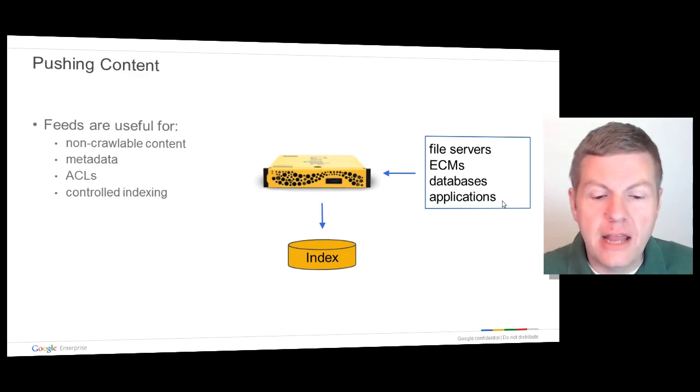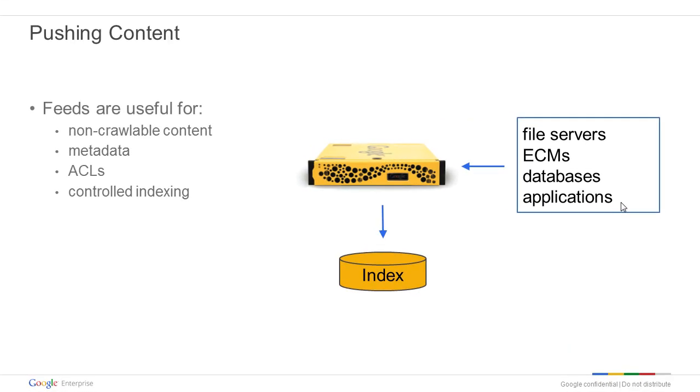If the GSA can't crawl your content, you can bring that content to the GSA using feeds. There are many common cases for feeds. Some systems just aren't crawlable. They may use JavaScript or HTML forms for navigation. Many content management systems don't expose document metadata. It's stored in an internal database.